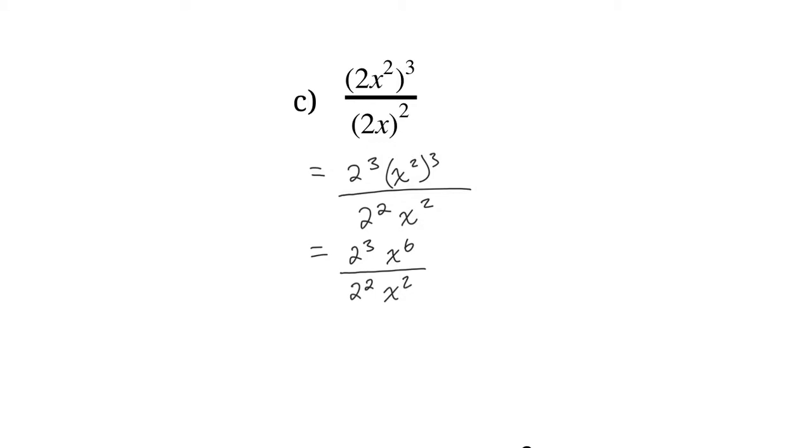And I kept this like this so we can practice using our quotient rule, because we have the same base of 2 in both the numerator and denominator, and the same base of x. So that means we can subtract our exponents. So we can do 3 minus 2 and 6 minus 2. Looking at our base of 2, when we do 3 minus 2, we're just going to get 2 to the power of 1, and we don't need to write that exponent of 1. And then when we do 6 minus 2, we're going to get x to the power of 4.